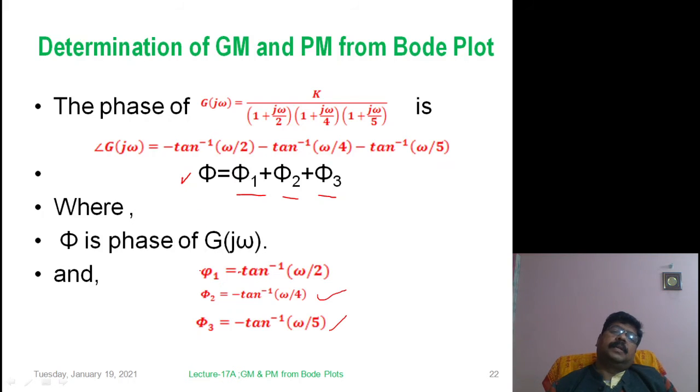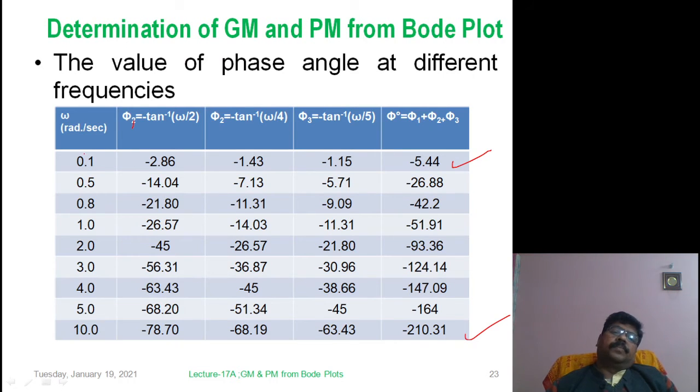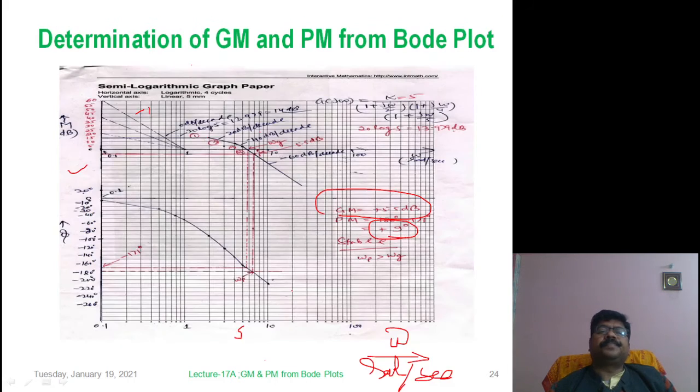You can see in this table, the frequency is varied from 0.1 to 10, and the corresponding phase angle is obtained. The net angle phi in degrees is minus 5.44 for 0.1, and for 10 radian per second the angle obtained is minus 210.31 degree. Got it? So now you have to plot it.